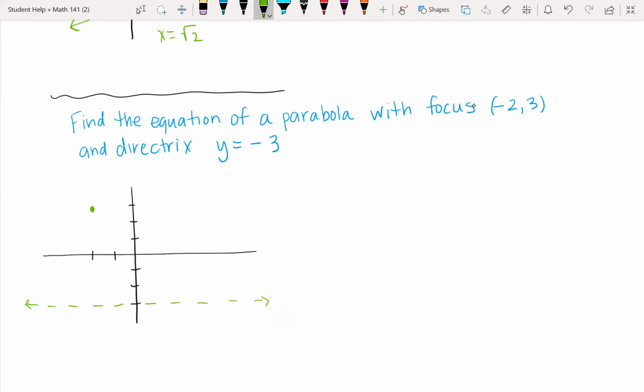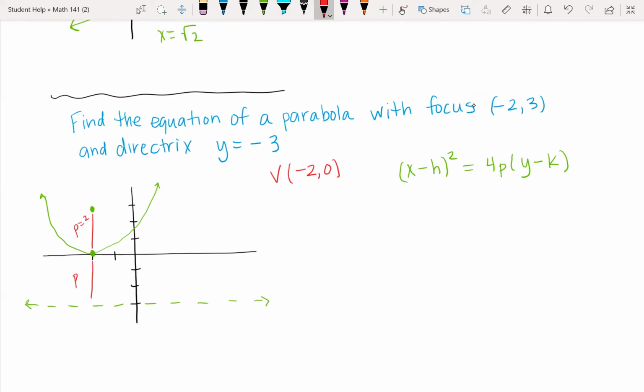So the vertex is going to be in the middle of those. It looks like the vertex is going to be there. I think that the vertex for this is going to be -2, 0. And this looks like it's going to be opening up. So the general format of this will be x minus h squared equals 4p times y minus k. P in this case is going to be this distance, right? Or this distance is p. So I think p is going to be equal to 3.